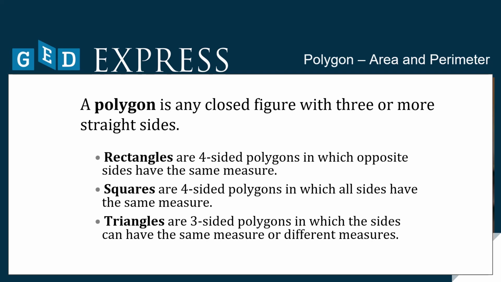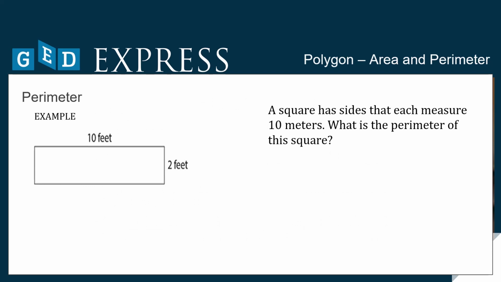To find the perimeter of a polygon, you need to add the lengths of all of its sides. Let's try some examples. Find the perimeter. Again, perimeter tells the distance around an object, so it means we need to add all the sides of the given polygon. Now, let's try the first example.